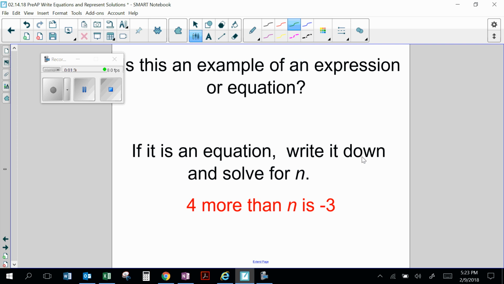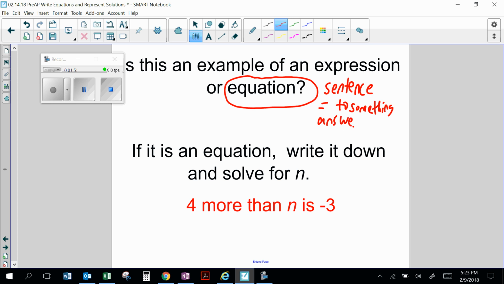Welcome back. Is this an example of an equation or an expression? It is an equation. An equation is like a sentence. It is equal to something, and there's an answer to it. It says 4 more than n. So we have n. What's 4 more than that? Is equal to -3. I would like you to solve this.